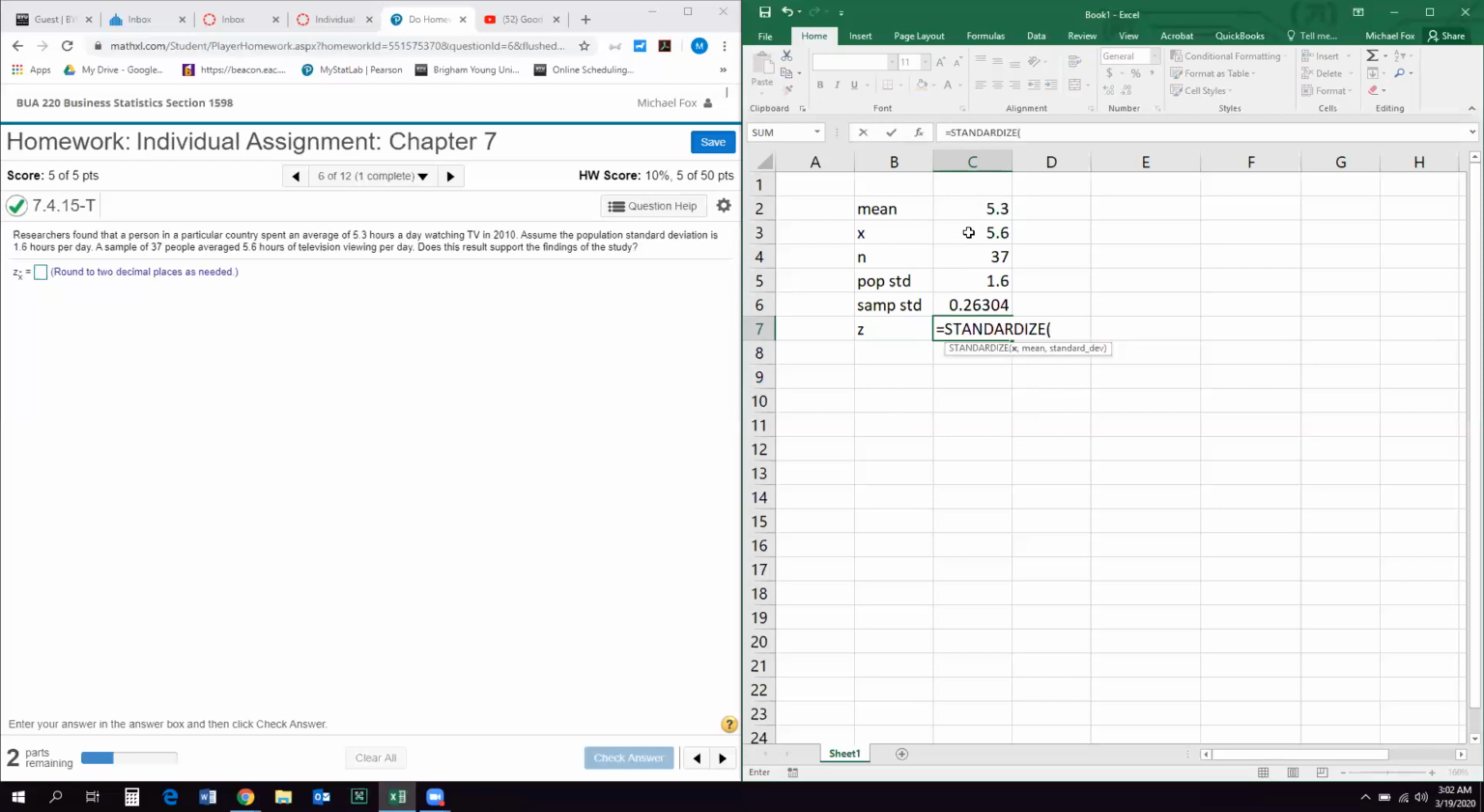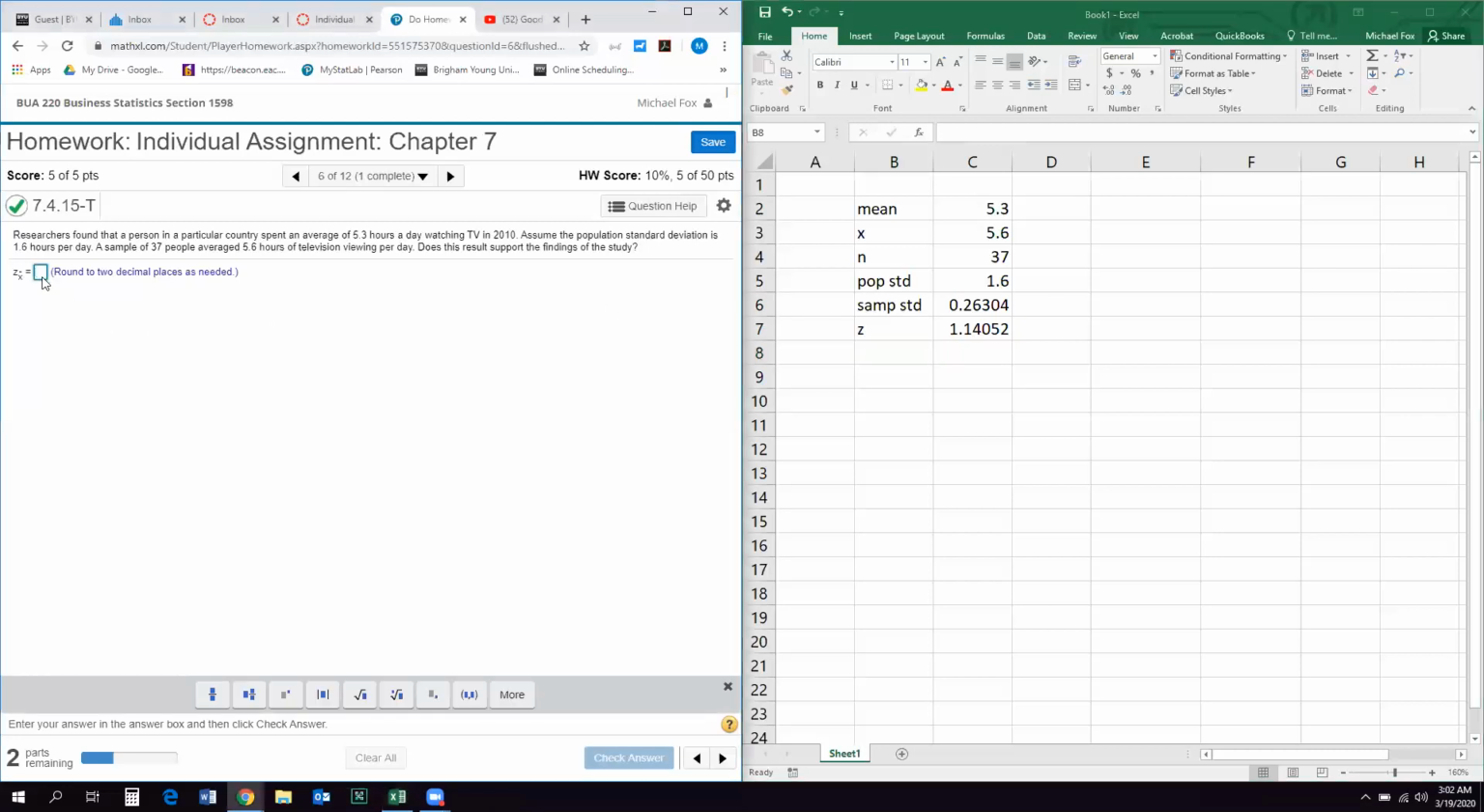And for my x, I will use the 5.6. For my mean, I will use the population mean as an approximation of the sample mean. And then I will use my sample standard deviation. And that'll give me a z-score for that value of x, which is 5.6. So 1.14, how many decimals? 2 decimals.